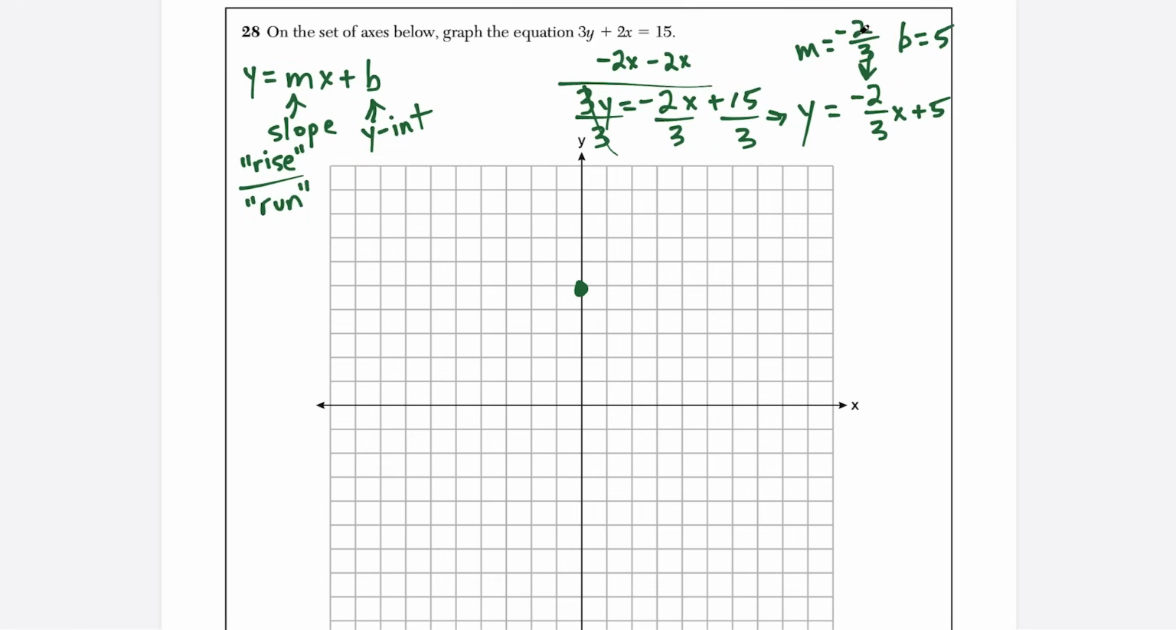Okay, we're going to rise negative 2 and run 3. So we're going down 1, 2, and over 1, 2, 3. And we could just do this a bunch of times. And we know that we're doing this right if all of the points that we're drawing in here are starting to form a straight line.